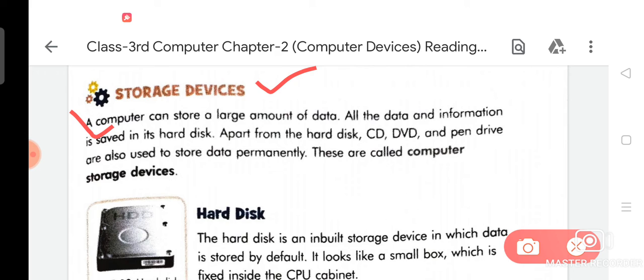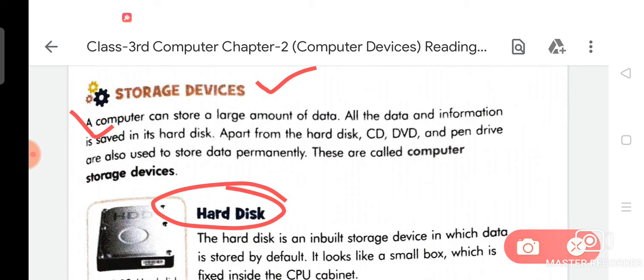So dear students, now we are going to read about hard disk. As you know very well, before we start a new topic, that is hard disk, I have some important points for you about hard disk. Whatever you save in a computer, it gets automatically stored in its hard disk. A hard disk is like a small box inside the CPU cabinet. A hard disk can store a large amount of data.